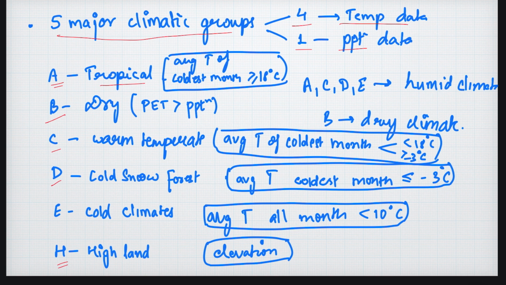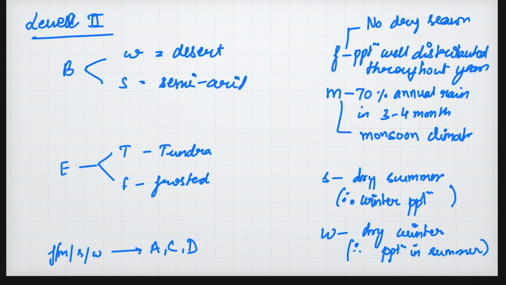Now the second level of classification. In this, these 5 major groups are subdivided. Like for B type of climate, that is the dry climate, it is subdivided into W and S. These are capital letters. W represents desert type of climate, and S will represent semi-arid type of climate. For E, it is subdivided into T and F. T represents tundra type of climate, and F will represent frost.